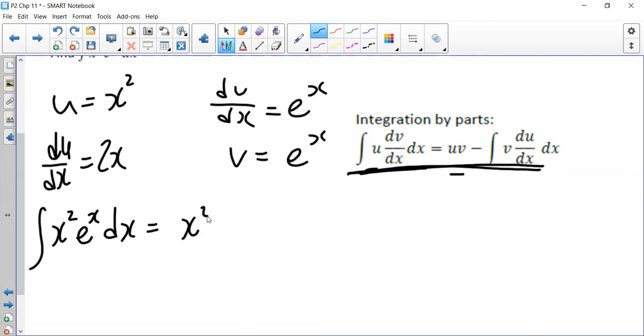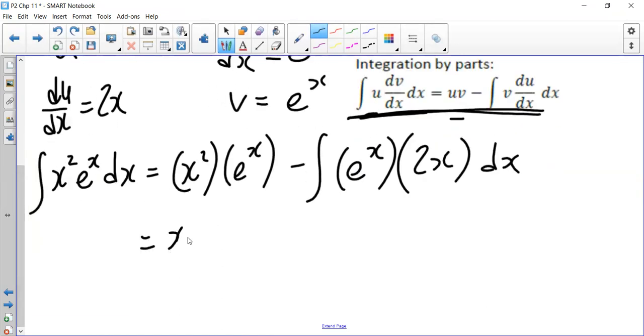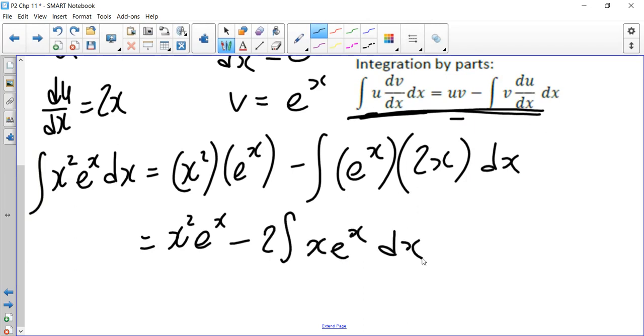u is x squared, put a bracket. v is e to the power of x, put a bracket, minus the integral, put a bracket, v times du by dx, dx. Okay. Next, the first term, we can't do anything. And the second term in here, if I take a 2 out, integral of x e to the power of x dx. Now, in here, how do we integrate this?